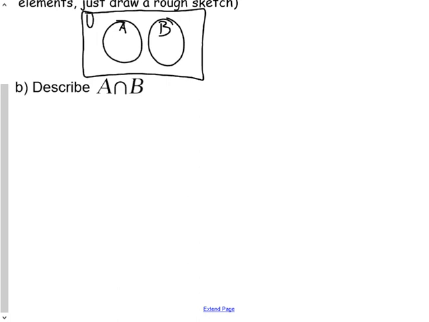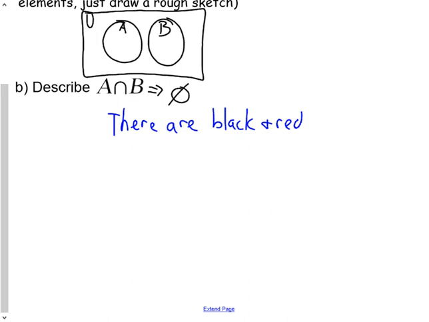So describe A intersect B for this set. There's nothing. It's a null set, or empty set. There are no black and red cards. Sorry, black and red, there's the right word. That's what it's asking for. You're either one or the other. You're either black or you're red in a 52 card deck. We don't have any jokers in a 52 card deck.